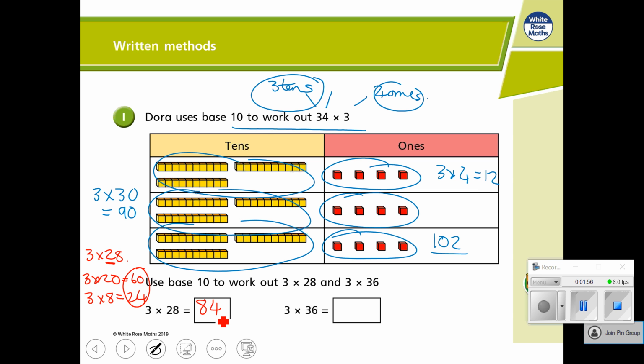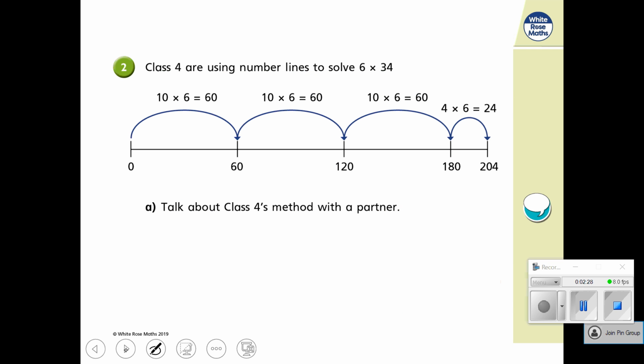Let's move on to the next question. 3 times 36. So once again, I'm going to partition my 36. 3 times 36 is 3 times 30, added to 3 times 6. 3 times 30 is 90. 3 times 6 is 18. So my answer should be 108. I'll write that in my box. Right, let's move on.